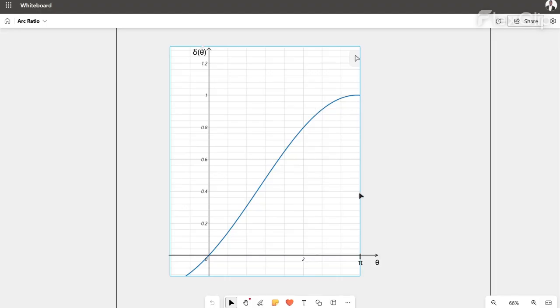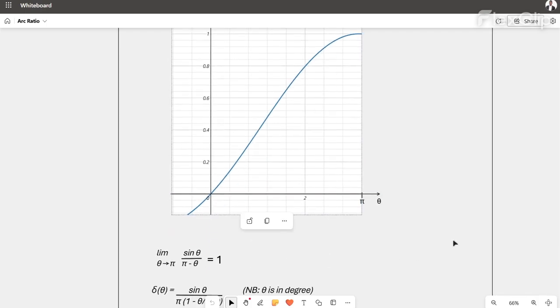The function ends at pi. This angle here reaches its maximum limit at pi in the x-axis and at 1 in the y-axis. This means the limit of this function as theta approaches pi, sine theta all over pi minus theta, is equal to 1. As theta approaches pi, the limit of this function is 1.